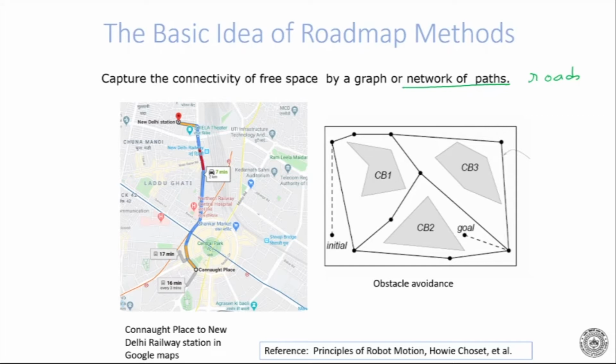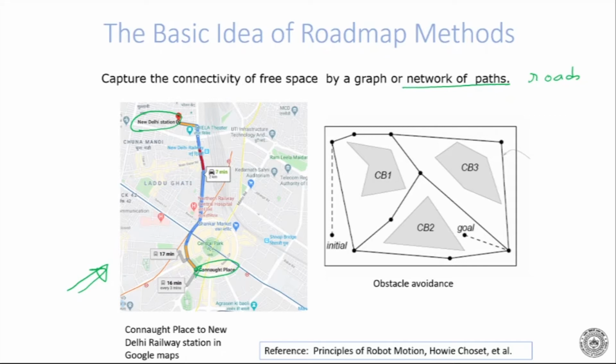Now, for example, on the left hand side here, you see the Google map of New Delhi. Now you want to go from Connaught Place to New Delhi railway station. So Connaught Place is here and New Delhi railway station is there. Now how does Google Maps find out which way you should go? What is a road map? A road map is a set of connected graphs or connected roads. So basically you can see that these are all the various roads in that area. Okay. And there is a network of roads. And by following this network of roads, you can go from the initial point to the final point.